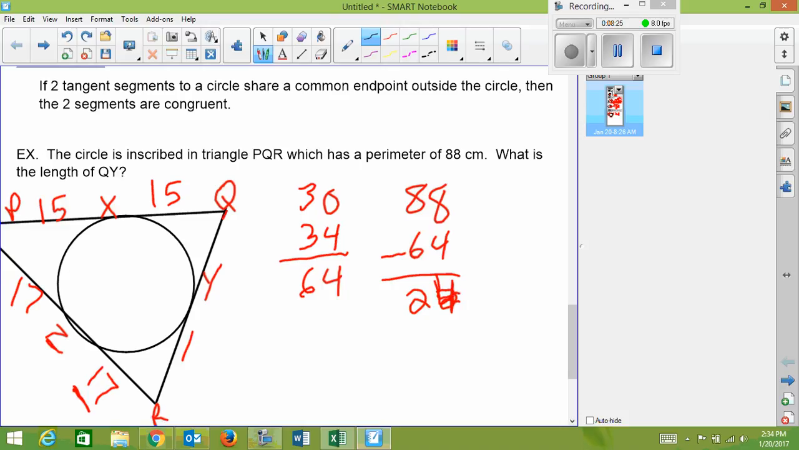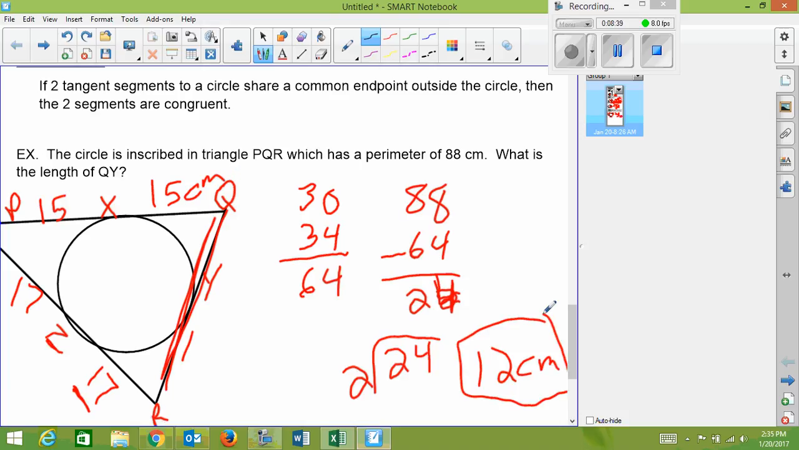But it's 24 for the whole side. So if you take 24 and you divide it by 2, you get 12. And let's just say, better label it. So 12 centimeters equals Q to Y, and then Y to R would also be 12. And therefore the perimeter walking all the way around the outside of that would equal the 88 centimeters that they are talking about.